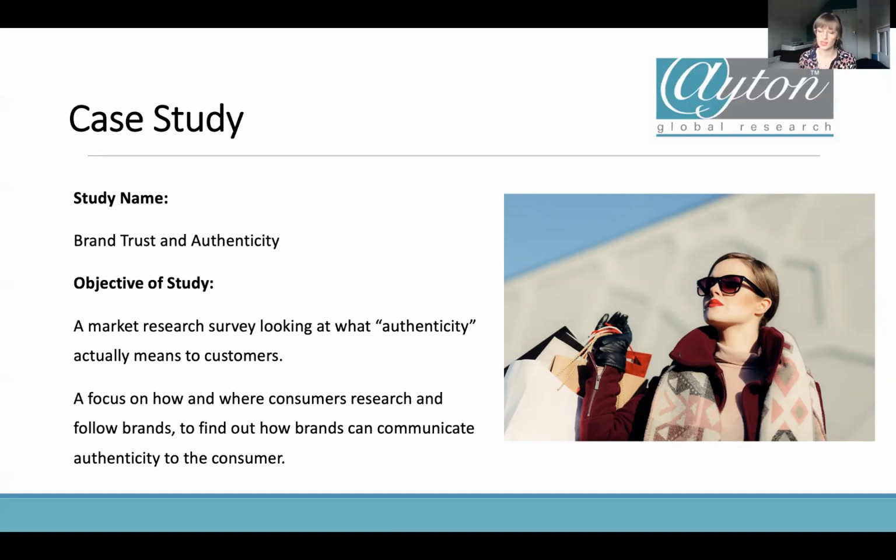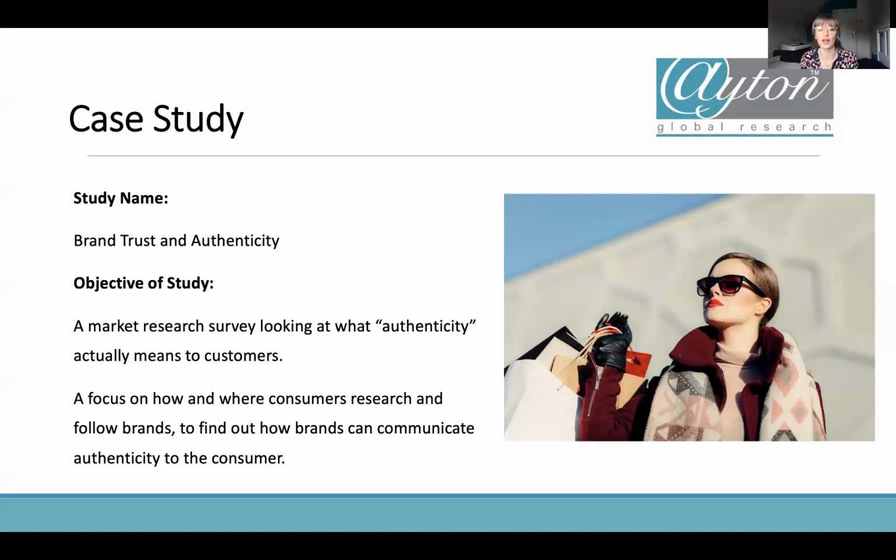These were words that this study was conducted on last year. You still hear these words a lot now, but obviously last year it was quite a big thing as well. We had a lot of brands talking about being authentic and all this kind of thing. But we wondered, what does that actually mean to a consumer? You hear this term authentic a lot, but what does that mean? What's the actual meaning behind it?